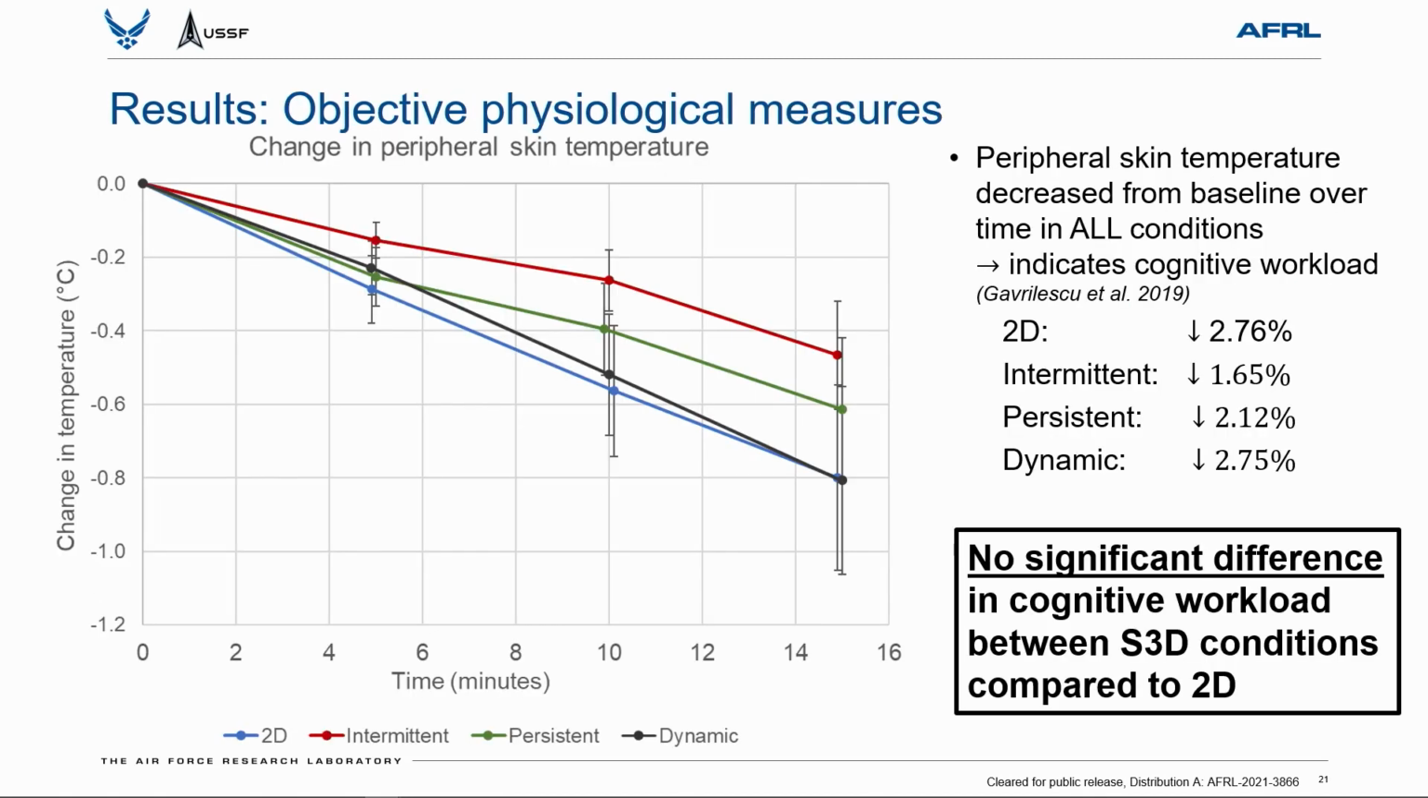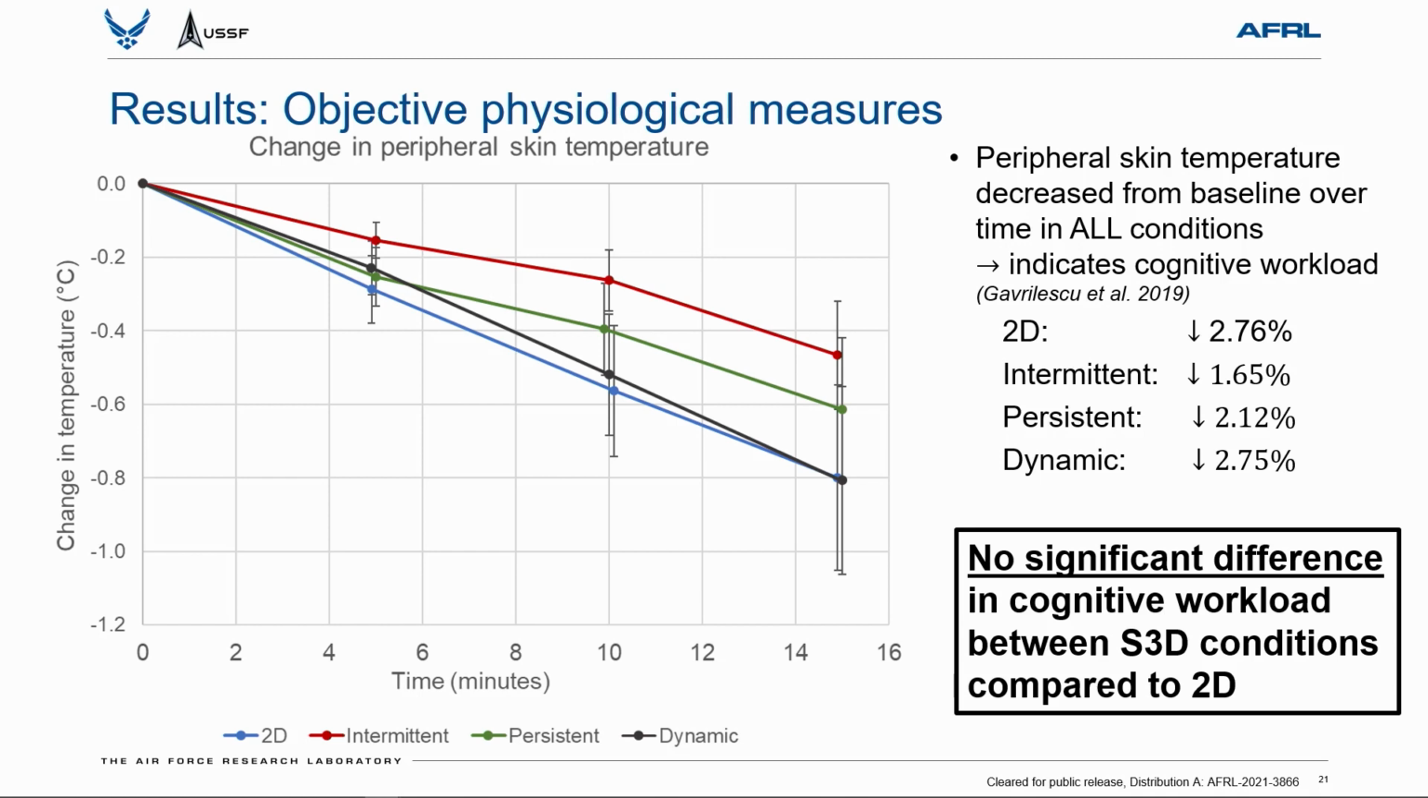What about cognitive workload? So peripheral skin temperature is an indicator of cognitive workload. The harder you're thinking about something, what your body does is it diverts the blood away from your peripheries to your brain to get oxygen to your brain. And we showed, if you look along, x-axis is time, and we've got change in skin temperature. And again, hopefully you can appreciate that over time, in all 4 conditions, we saw a significant decrease in peripheral skin temperature. So that gives us an indication that what we were asking people to do was cognitively demanding.